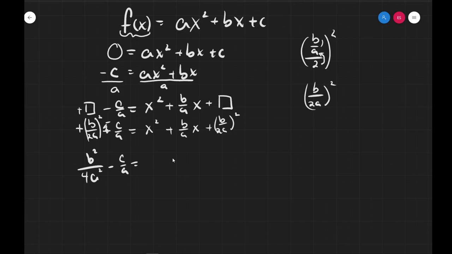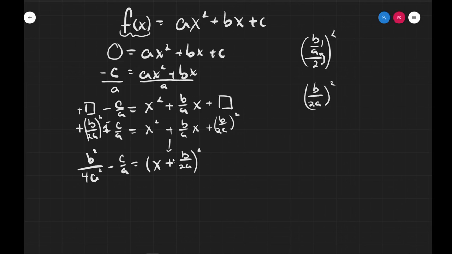And that's going to equal, if we factor the right side, x. We have a plus sign here, that's going to come straight down, stay a plus sign, and then b over 2a. That's going to be squared. So then we can find the square root of the entire right side.